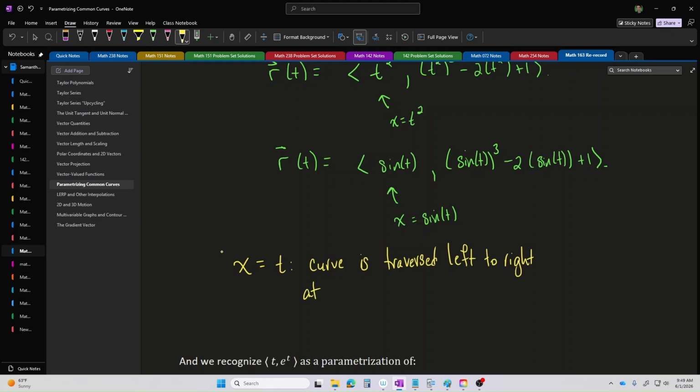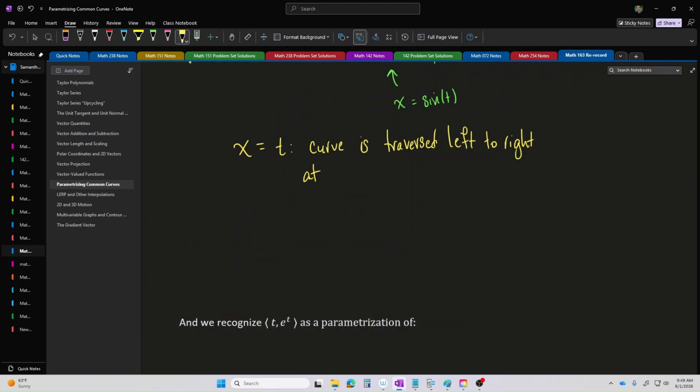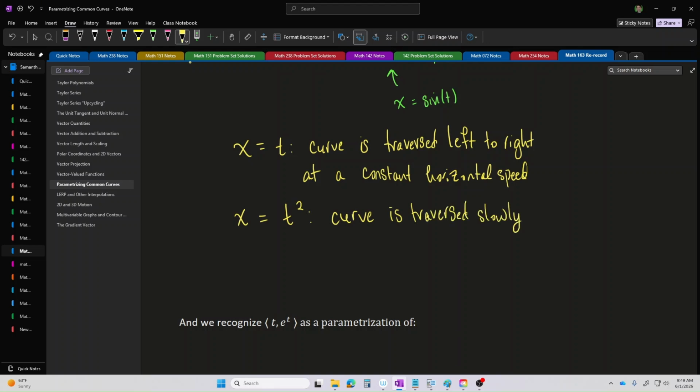If you set x equal to t, then you'll be traversing your curve from left to right at a constant horizontal speed. But if you replace, by contrast, x with something like t squared, what you're going to see is that the curve is traversed slowly in the beginning, then faster over time.